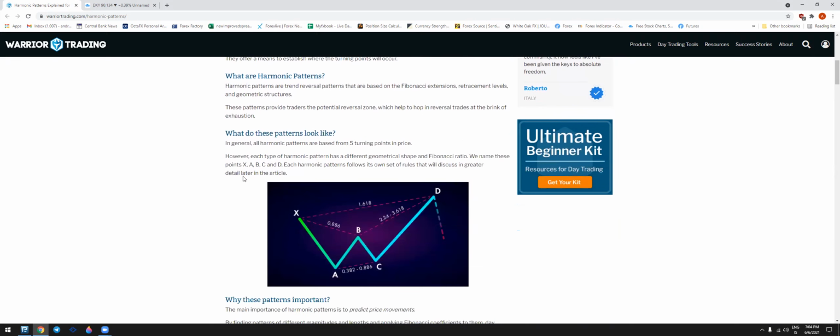I don't think we have to go deep into exactly what it is, but this pattern is the Gartley pattern, right? I think so.